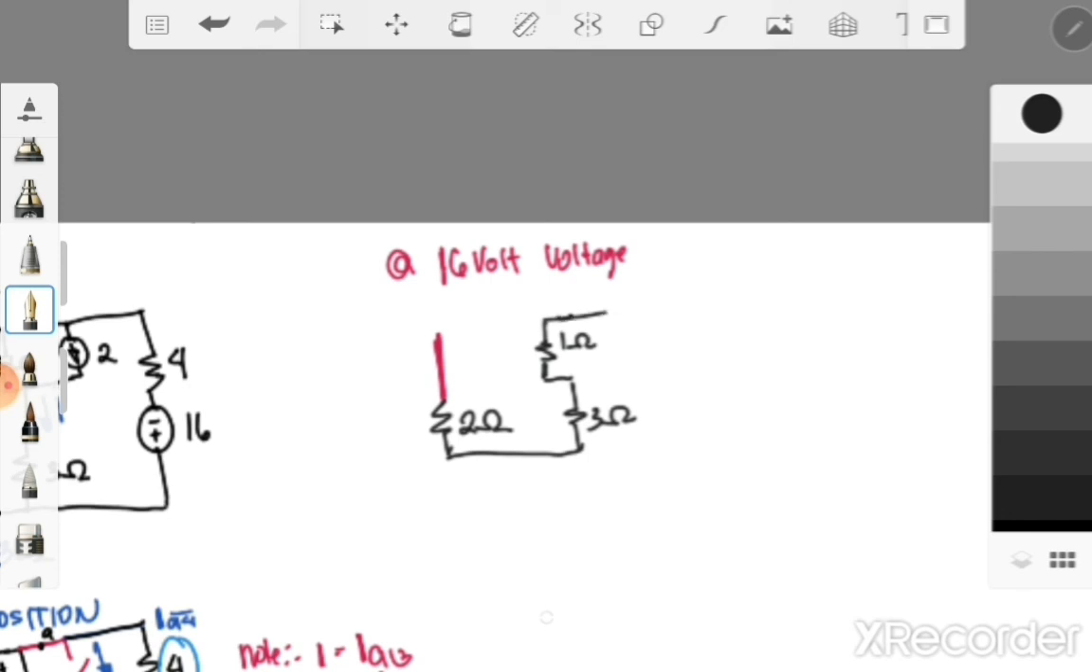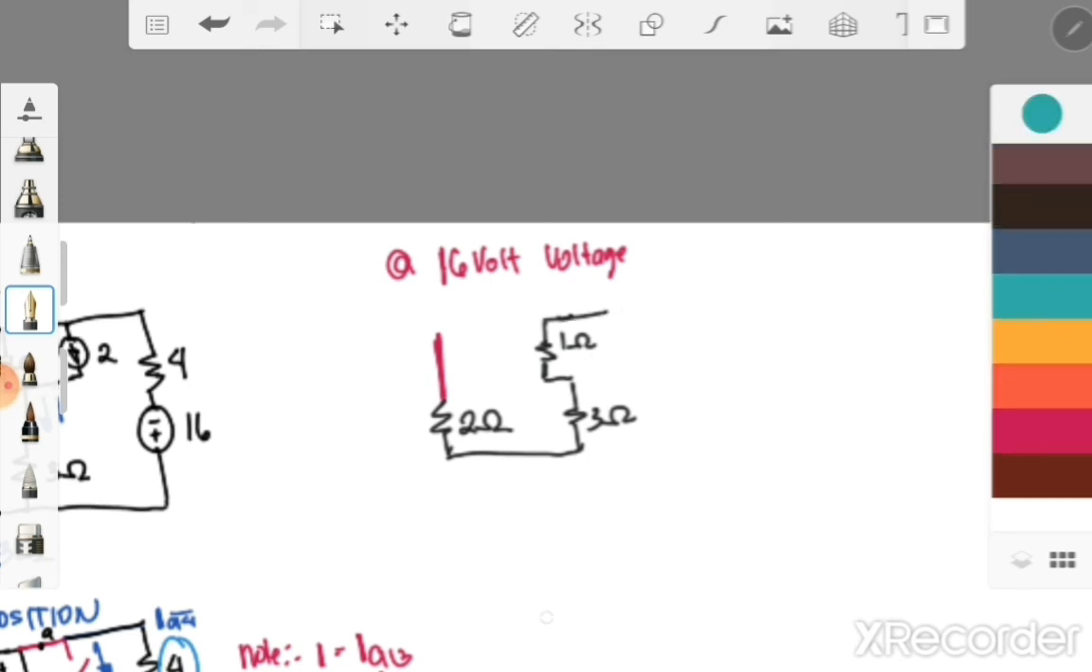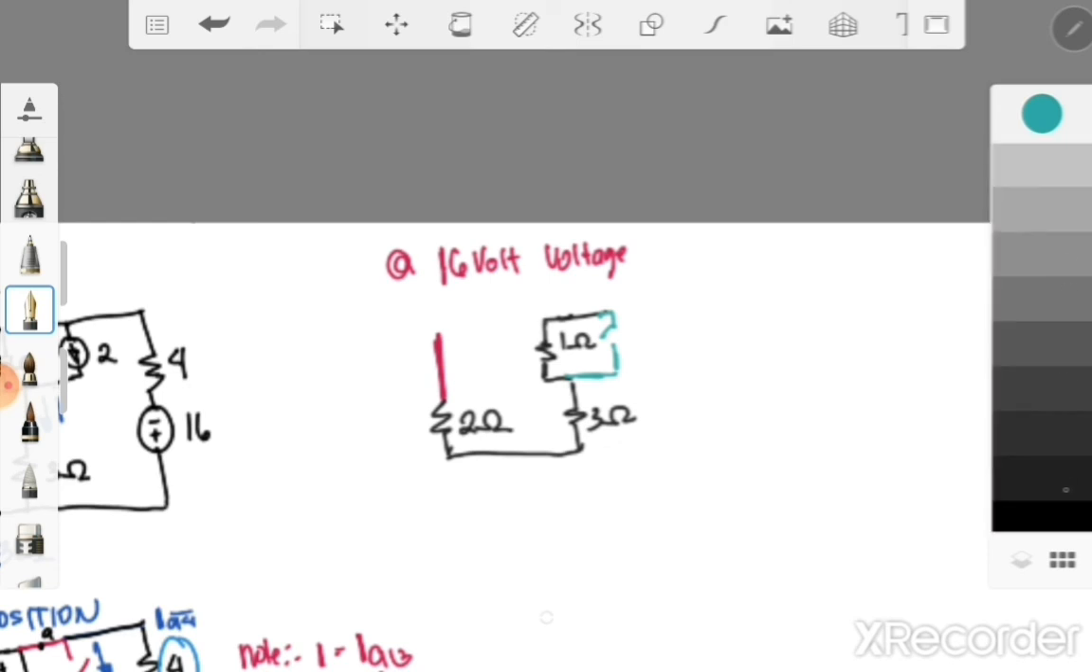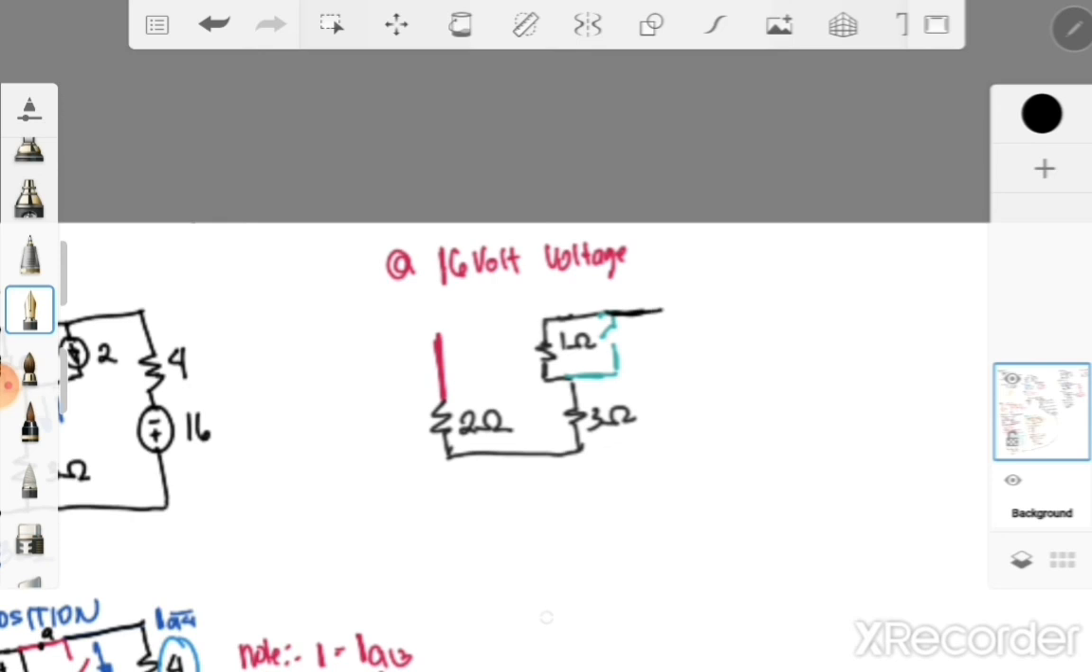And then an open current source. So magiging open to. And then a 4 ohm resistance, 4 ohm resistance. Okay, and then your negative and positive 16 volt source. Okay, so this will be our circuit.